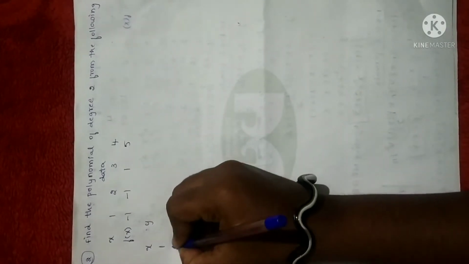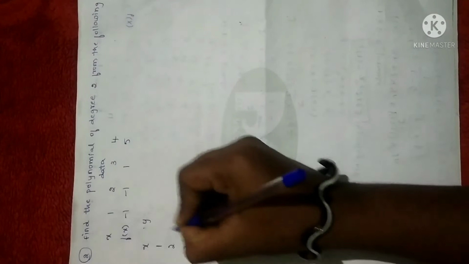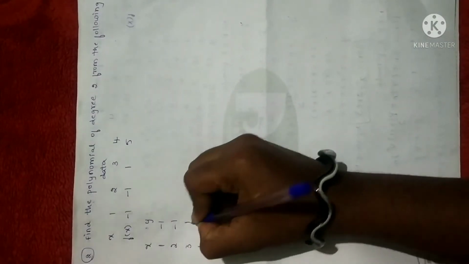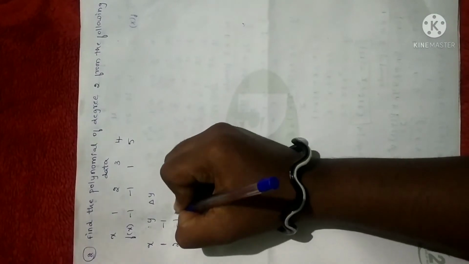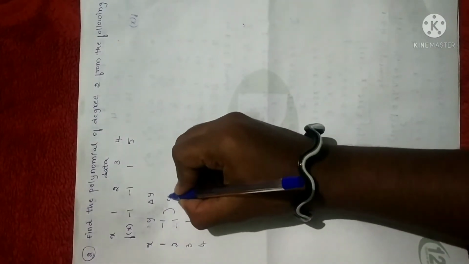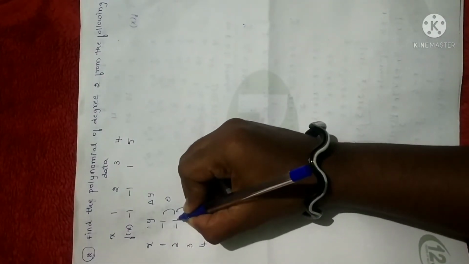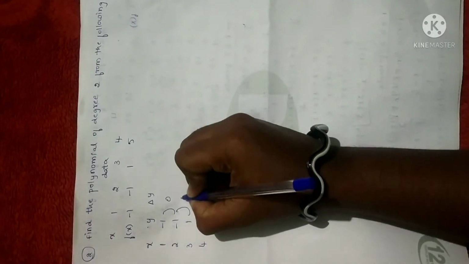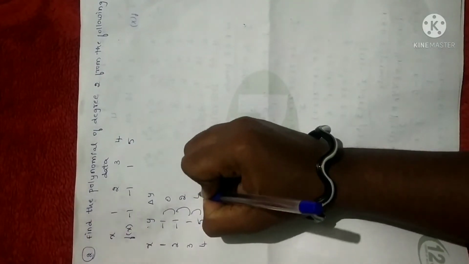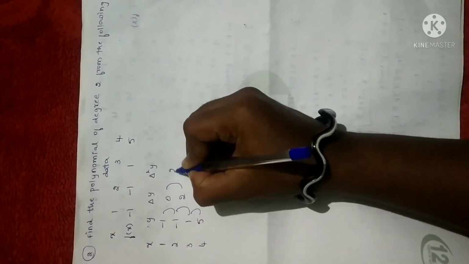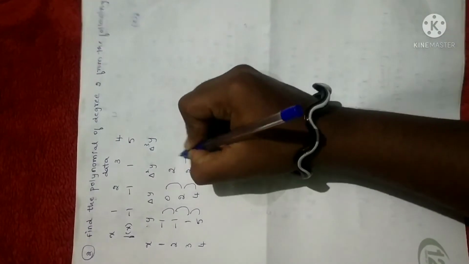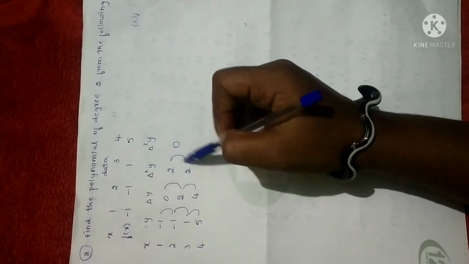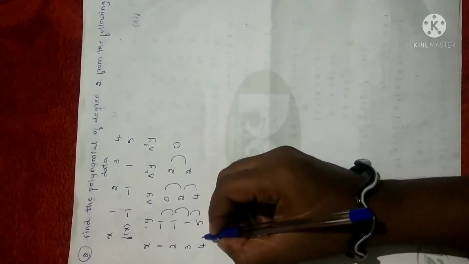Let me write the given data. It is 1, 2, 3, 4. Y is minus 1, 1, 5. Fine. Now the forward difference table, first difference: minus 1, minus of minus 1 becomes plus, 0. So 1 minus of minus becomes plus 1, so it will give you 2. 5 minus 1 is 4. Similarly the second difference, that is delta square y: 2 minus 0 is 2. 4 minus 2 is 2. Again the third difference is 2 minus 2 is 0.